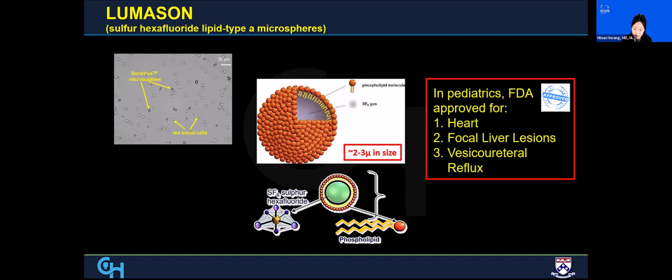Just know that these bubbles are very small, as you know, 2 to 3 microns, which means that we'll be able to see microvascular flow dynamics in the brain. And that's the huge advantage of contrast ultrasound over other modalities.